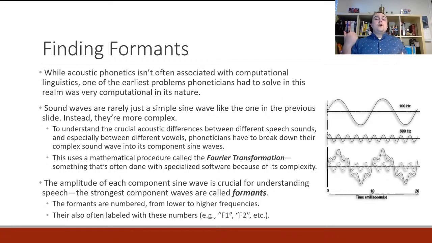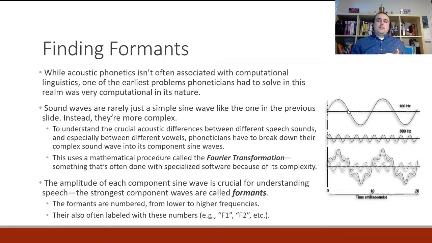All right. So what we call these component sine waves when we're talking about speech especially is formants. The component sine waves, these simple waves here, of a more complex wave, like you might have in speech, are called the speech's formants. The formants are numbered from lower frequencies to higher frequencies. So you can see here these two component waves. This one has a much higher frequency, and that's because the peaks repeat much more often than they do in the first wave at the top.